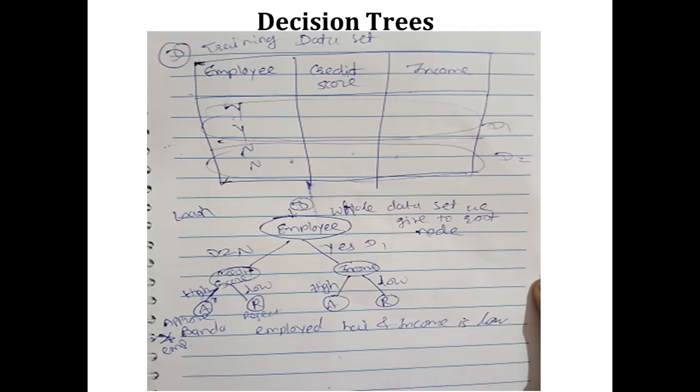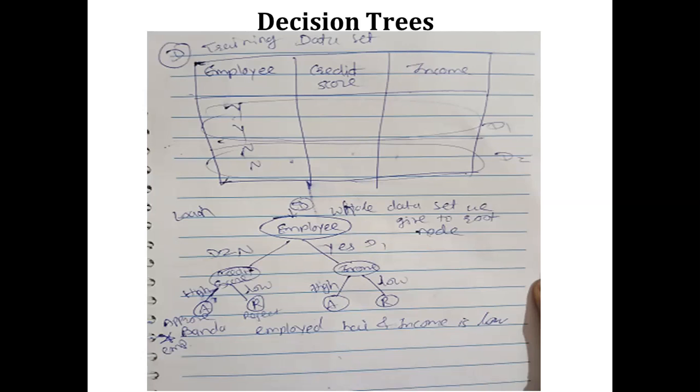Further, credit score is also divided into two parts, suppose high and low. Income is likewise divided into high and low. In this way, the decision tree is built from the training data set. So this is the decision tree built on the loan training data set, where we can identify to whom we can give the loan. For example, if we consider the employee is yes, but the credit score is low.